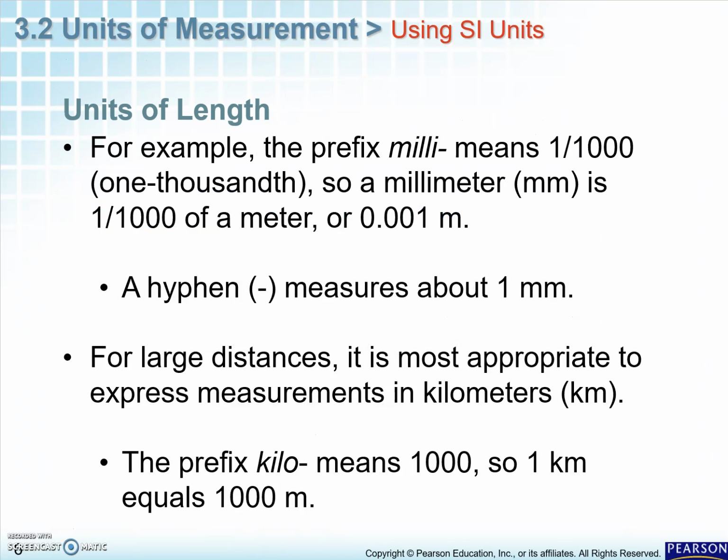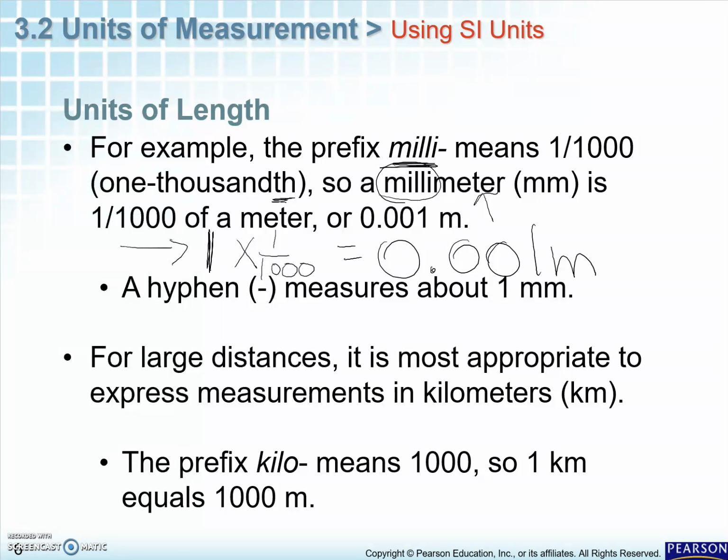So here's a few more examples. The prefix milli, and I just found this from the table on the last slide, means 1/1000, also known as 1,000th. See that TH? So a millimeter means that, here's your milli, so times 1/1000 of 1 meter, which means it equals 0.001 meters. So go ahead and take a second and take 1 times 1 divided by 1,000 and see if you get this answer.